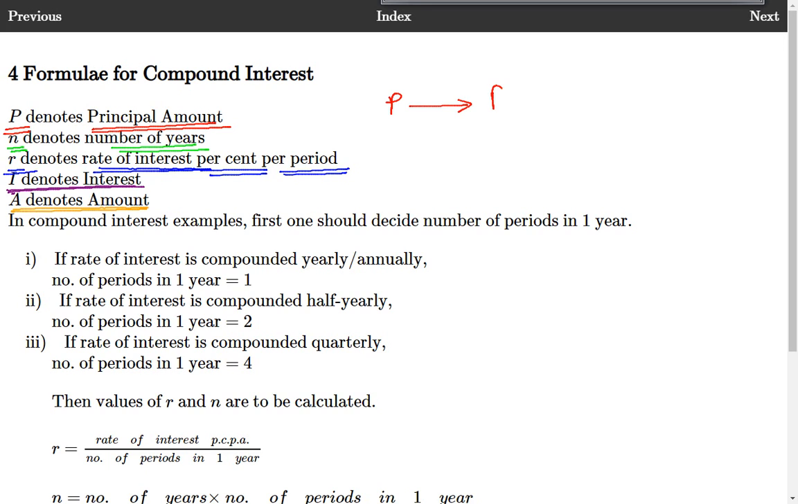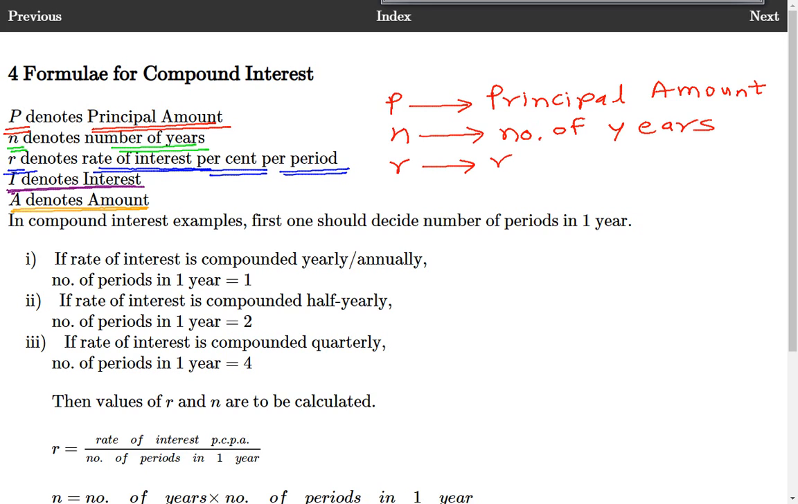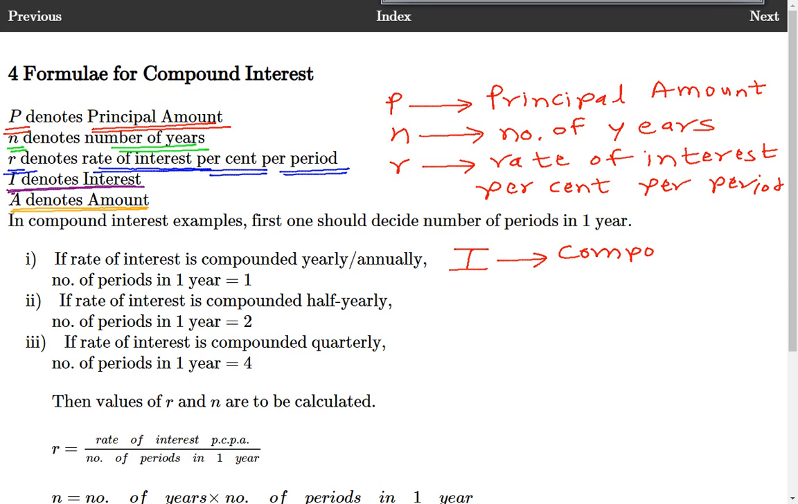P denotes principal amount. N denotes number of years. R denotes rate of interest per cent per period. Period may be 1 year, half year, quarter year, etc. I denotes compound interest. And A denotes amount, final amount, which equals principal plus interest.